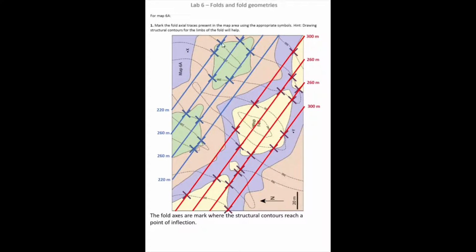Similarly, for the fold in the north of the area, we're at 220 here and 260, so we can imagine we're going up, up, up, and then we get to here, and then start going down, down, down. So the point of inflection is going to be parallel to the structural contours between the 260s. So we can mark on the axial traces of the fold, where the fold axis would be on the surface.